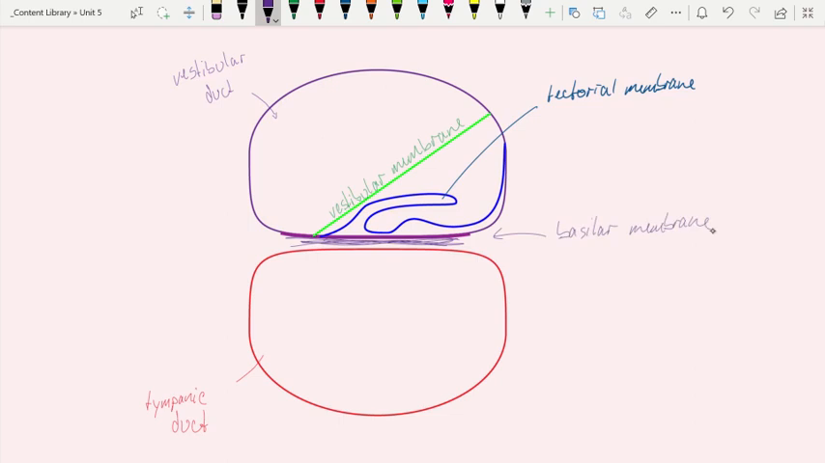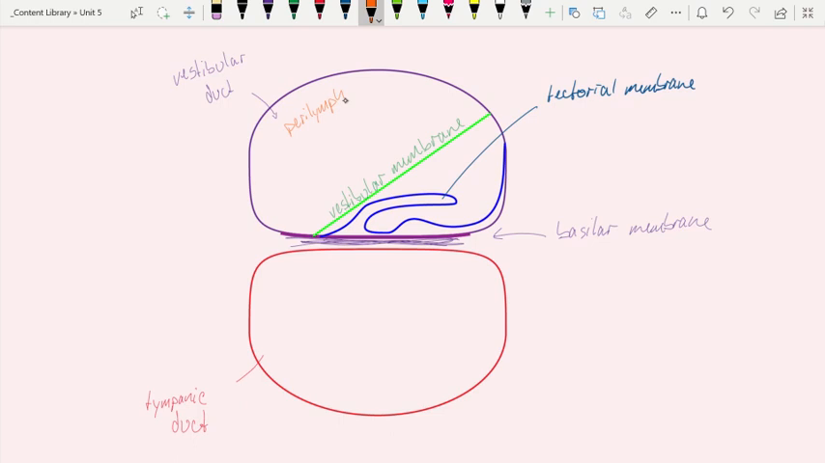There are two really key things that we have to understand as we look at this structure. Number one, the fluids that fill these membranes are different, and this is going to be critical as we think about the overall job that we have of turning a physical stimulus, in this case a pressure wave, into an action potential. The vestibular duct is filled with perilymph.